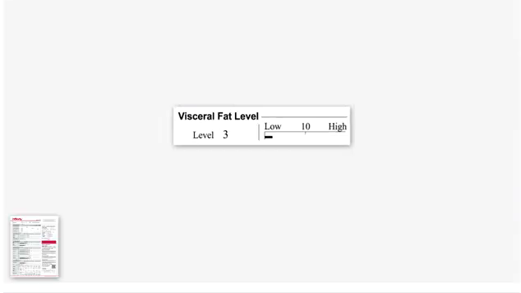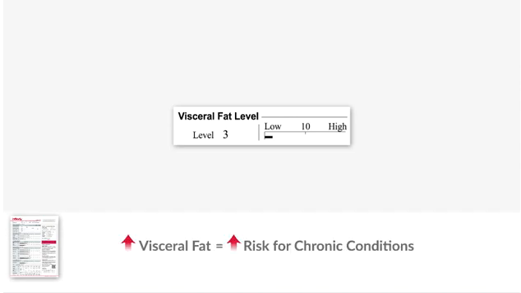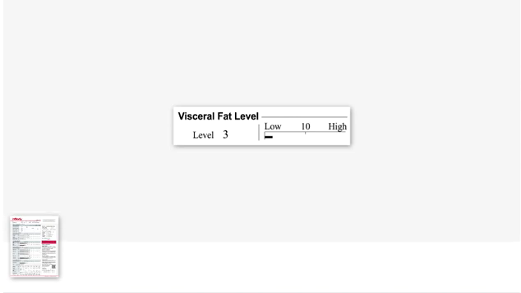Visceral fat describes the fat that lies under the abdominal wall, around the organs. This fat is largely associated with the risk of developing chronic conditions such as diabetes or cardiovascular disease. In order to reduce this risk, it is recommended that clients maintain a visceral fat level under 10. As we can see, this client sits well below the mark because of how lean he is.